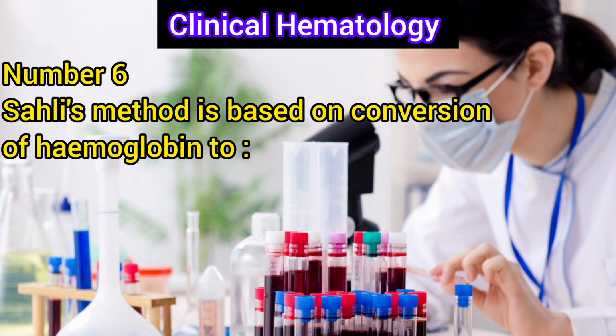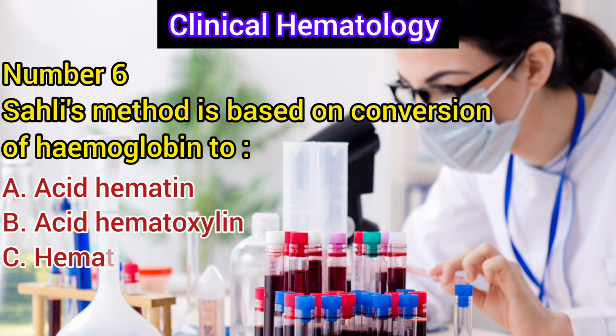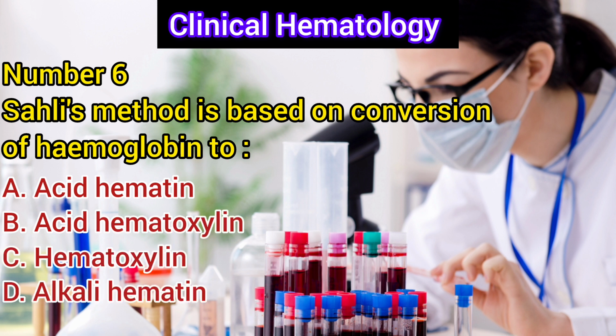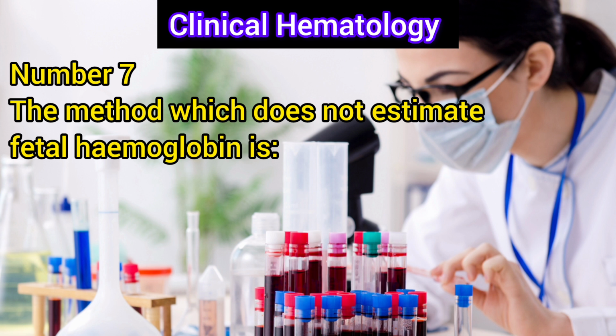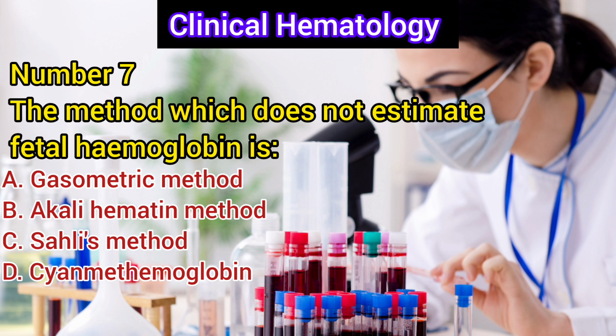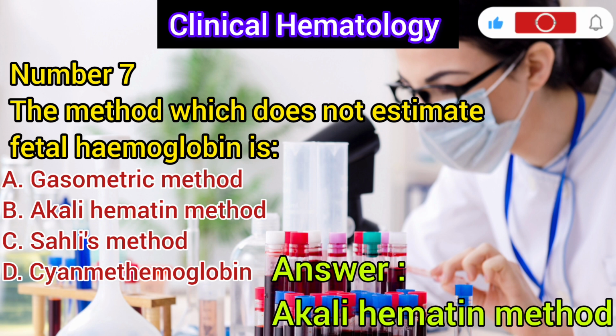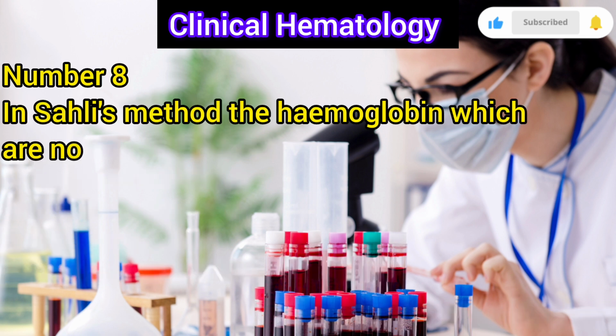Number 6. Sahli's method is based on conversion of hemoglobin to A. Acid hematin. B. Acid hematoxylin. C. Hematoxylin. D. Alkali hematin. Answer: Acid hematin. Number 7. The method which does not estimate fetal hemoglobin is A. Gasometric method. B. Alkali hematin method. C. Sahli's method. D. Cyanmethemoglobin. Answer: Alkali hematin method.